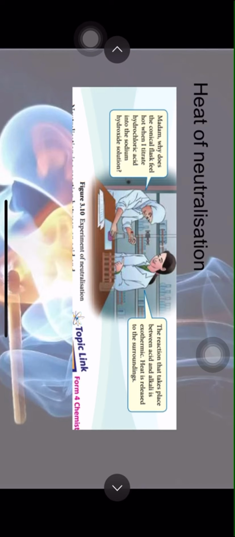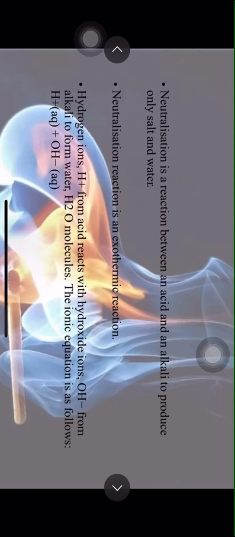Go back to your Form 4 knowledge, where we have learned about neutralization. What is neutralization? Neutralization is the reaction between acid and alkali to form salt and water. Now we are going to learn what the heat of neutralization actually is. Neutralization is a reaction between an acid and alkali to produce only salt and water. Neutralization reaction is an exothermic reaction.